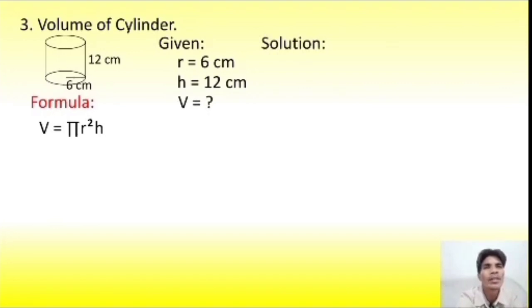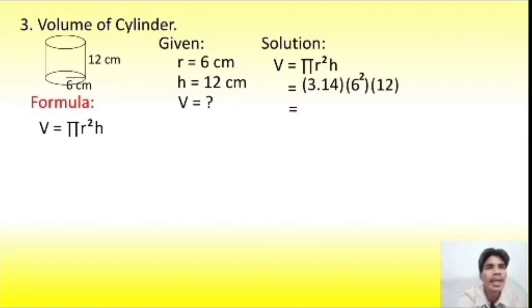Then solution, we'll copy first the formula. V equals pi r squared times height. Then equals the pi, the value of pi is 3.14 times 6 squared, then times 12 na height. Then equals, copy the 3.14, then 6 squared means 6 times 6, so equals 36. Then copy the 12. Then equals, copy 3.14, then 36 times 12 equals 432.